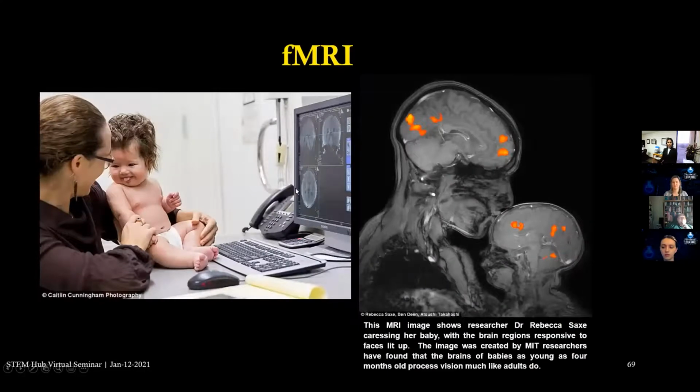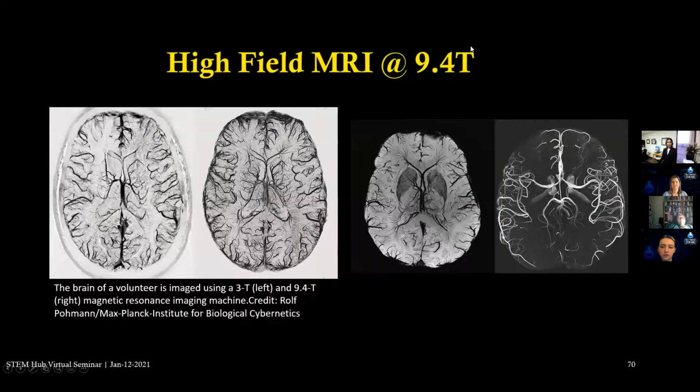So this is a very cool picture. I thought you'd be interested. This is from MIT, and here they're showing that in a 4-month-old baby, as the mother is showing affection, what regions are activated at that young age. This is the greatest advancement, I would say, in MRI. As you go to higher and higher field, you can produce very high resolution images in the order of microns. So you can appreciate here the level of detail. You can see the veins, the arteries here.